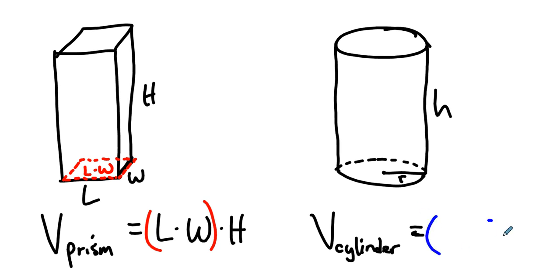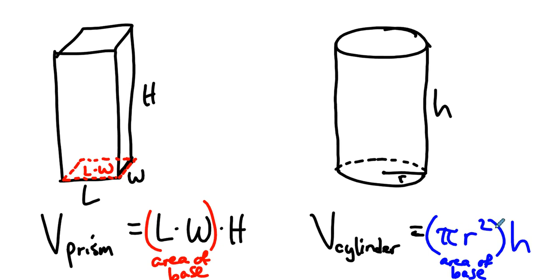We want the area of the base times the height. This part is the area of the base. Well, what's the area of the base? It's the area of a circle. And that's why the volume of a cylinder is pi r squared times the height. It's not an arbitrary thing. We find the area of the base and multiply it by the height. Okay?